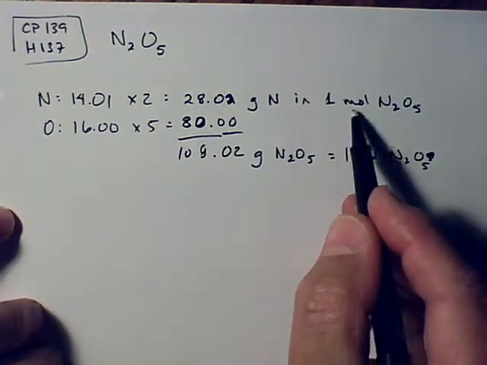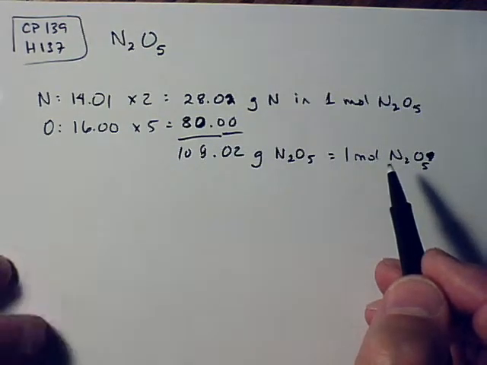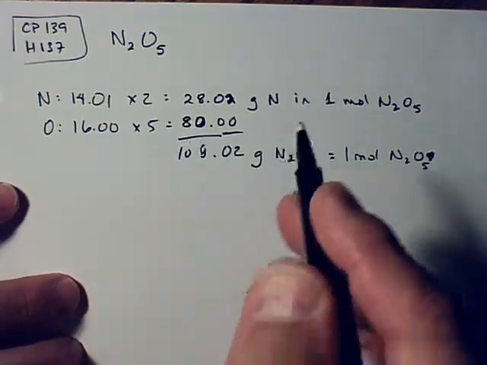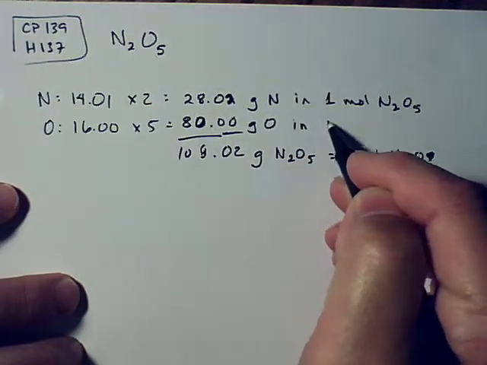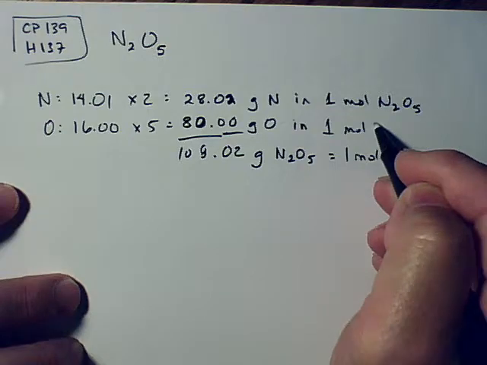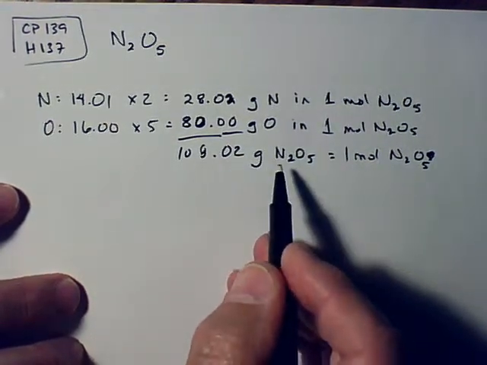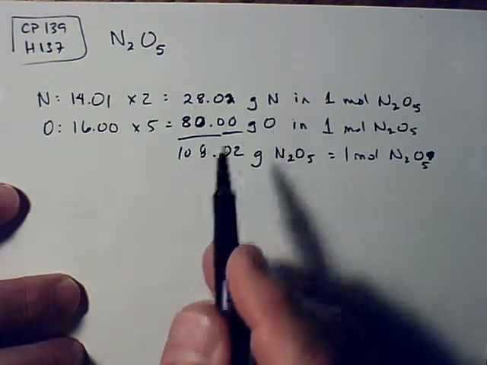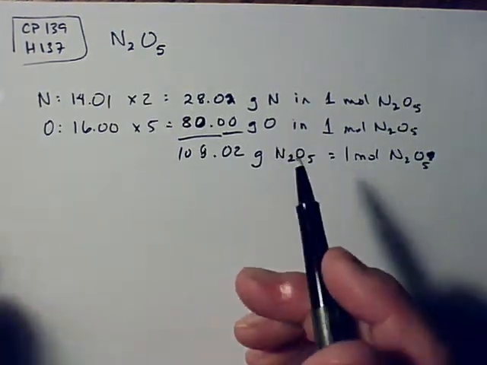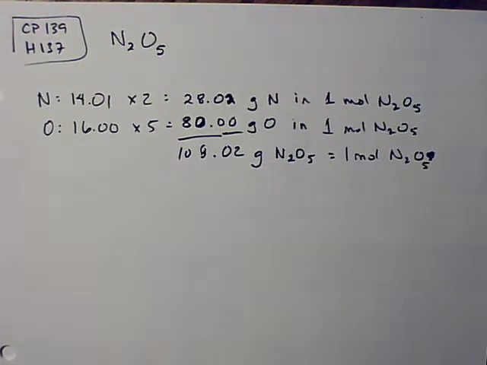Now these two are equal, 1 mole of N2O5, 1 mole of N2O5, so we're looking at 1 mole of N2O5. This mass here is the mass of oxygen in 1 mole of N2O5. So in this mass of N2O5, because it is 1 mole, you have this mass of oxygen and this mass of nitrogen. So by doing molar mass the way I've taught you to do in this class, you get the data you need for something like this pretty quickly.